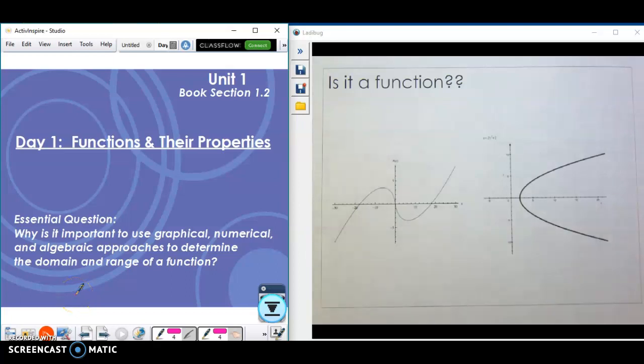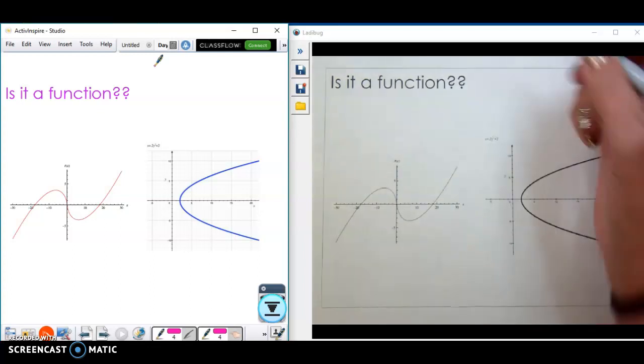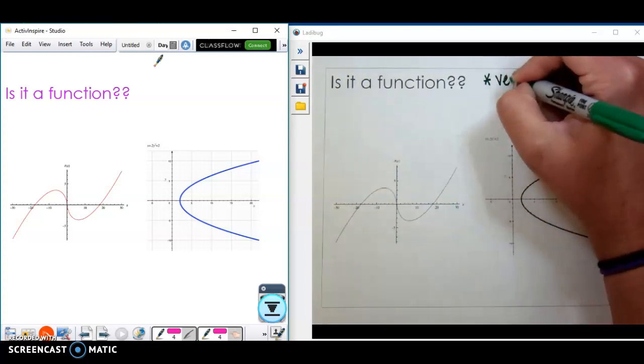So we're starting Unit 1 today. We're going to be looking at Day 1, which is functions and their properties. For our first part, we want to be able to tell if a graph is going to be a function or not. What we're going to use to tell this is the vertical line test.